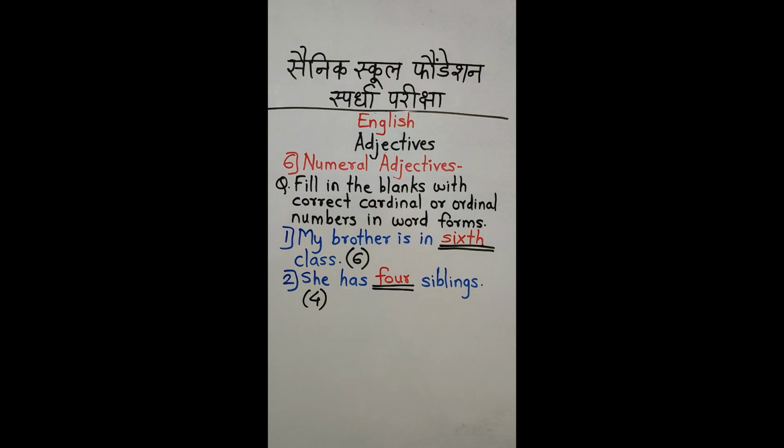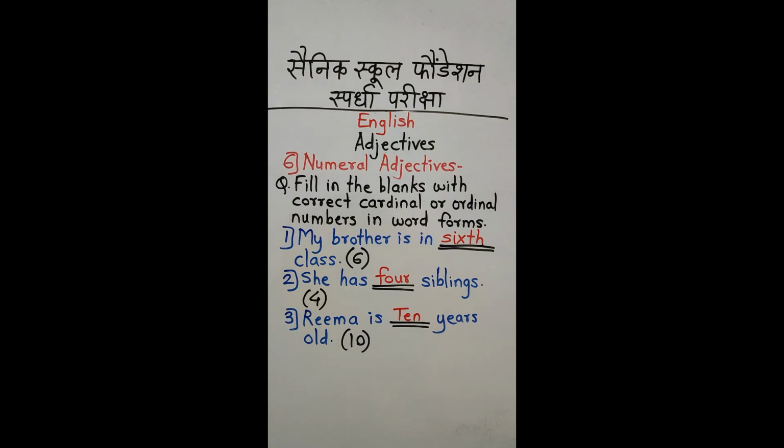Now the third sentence is given, Rima is dash years old, and the number given is 10. Here we should write the cardinal adjective of the number 10 because we have to write the number of years, that is the age of Rima, and that cannot be a numerical order. So we should write the number 10 in words here. That means the example will become, Rima is ten years old. In this way, we can write the correct cardinal or ordinal numbers for the given sentences.